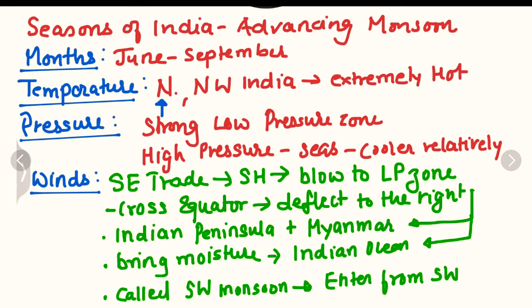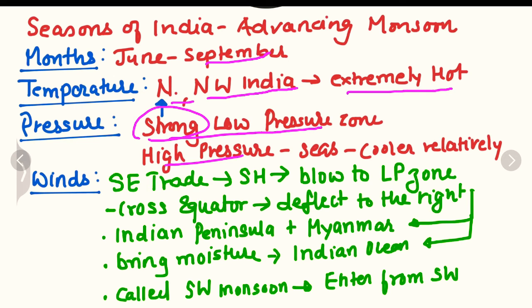Third season, advancing monsoon. The season starts from June and continues till the end of September. By the end of May, northern and northwestern parts of India become extremely hot. As a result, the low pressure zone over this region becomes very strong. A high pressure area exists over the seas, which are comparatively cooler. Southeast trade winds in the southern hemisphere are attracted towards this low pressure zone.